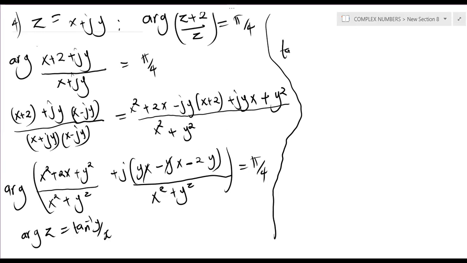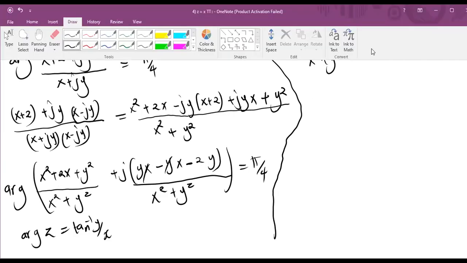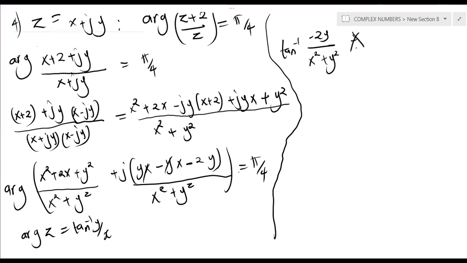So I will have tan inverse of, what is my y? My y is negative 2y over x squared plus y squared. And this is divided by x, which is the same as multiplied by the reciprocal of x. So let's just multiply with, so what is the value of x? x is this value here. So we take the reciprocal, which is x squared plus y squared, all this divided by x squared plus 2x plus y squared. So this and this cancels out. So this is supposed to be equal to pi over 4 here.